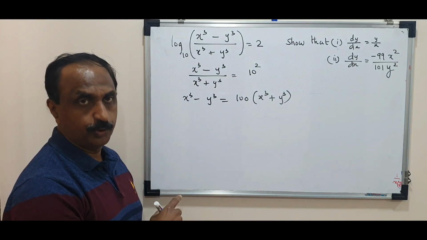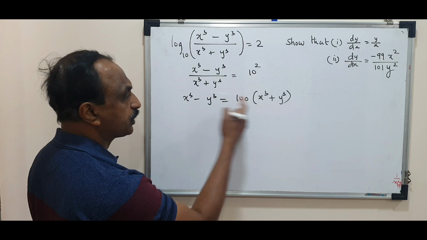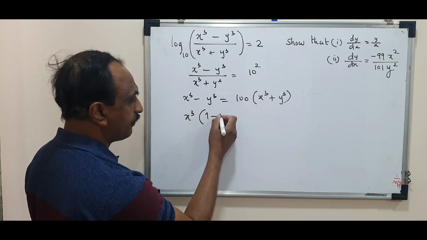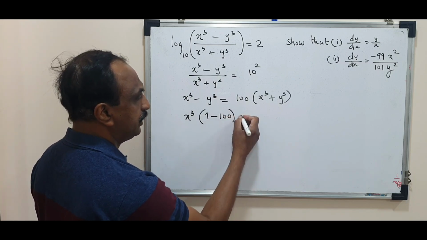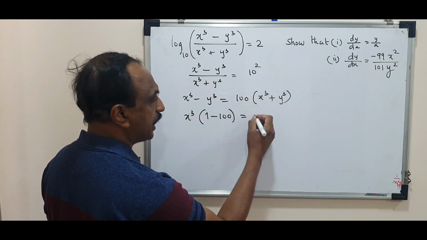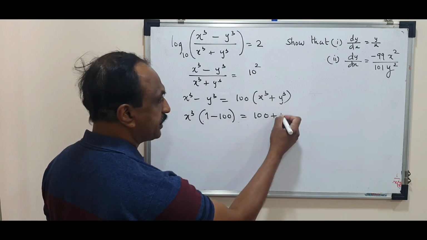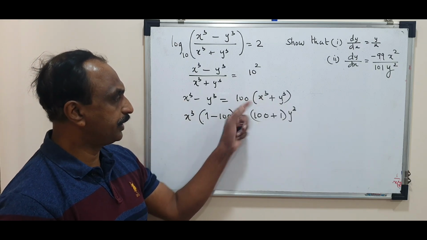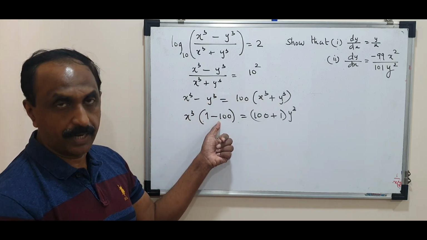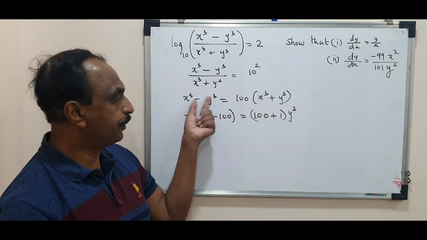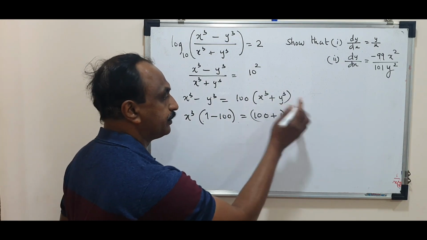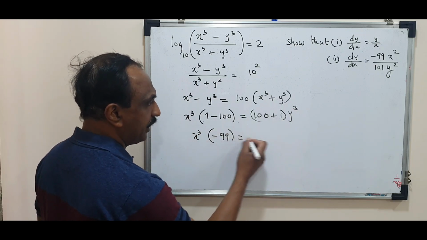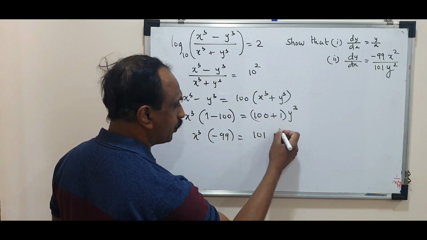Now bring all y cube to one side, x cube to the other side. Suppose I take x cube to one side, x cube into 1, bring this 100 to the left hand side. y cube's coefficient is 1, and 100 x cube here; when you bring 100 x cube to the left hand side, it becomes minus 100. Your y cube here, when you bring it to the left hand side, it becomes 1 times y cube. So I can write x cube into minus 99 is 101 into y cube.